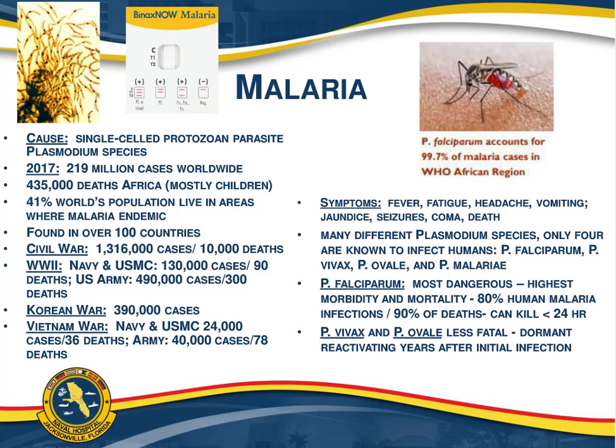Historically, the Civil War had 1,316,000 cases and 10,000 deaths. World War II, again, the U.S. Army, 490,000 cases, 300 deaths. Navy and Marine Corps, 130,000 cases, 90 deaths. The Korean War had 390,000 cases, and the Vietnam War only had 78 deaths, but they had 40,000 cases.